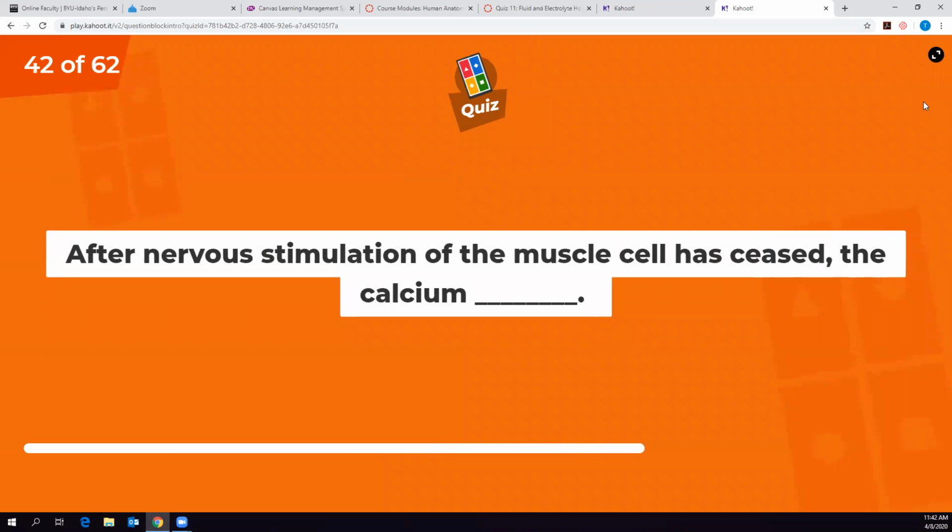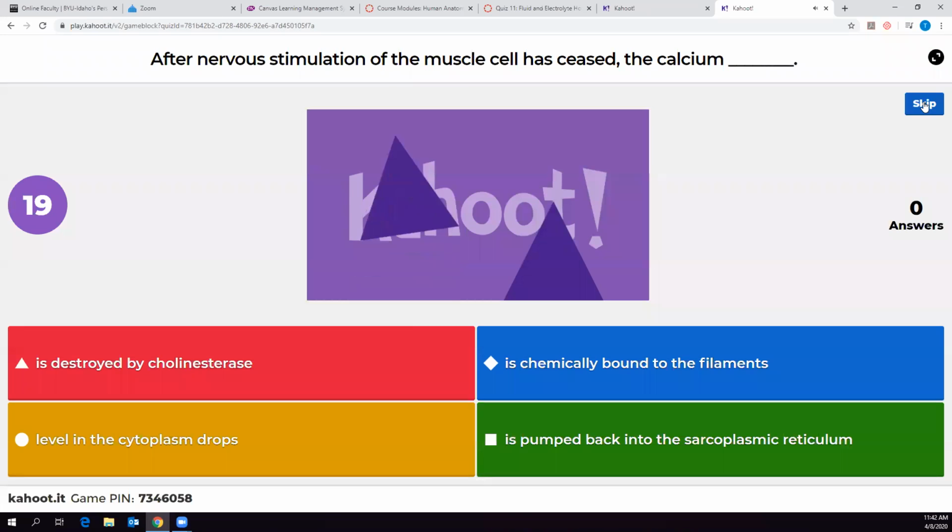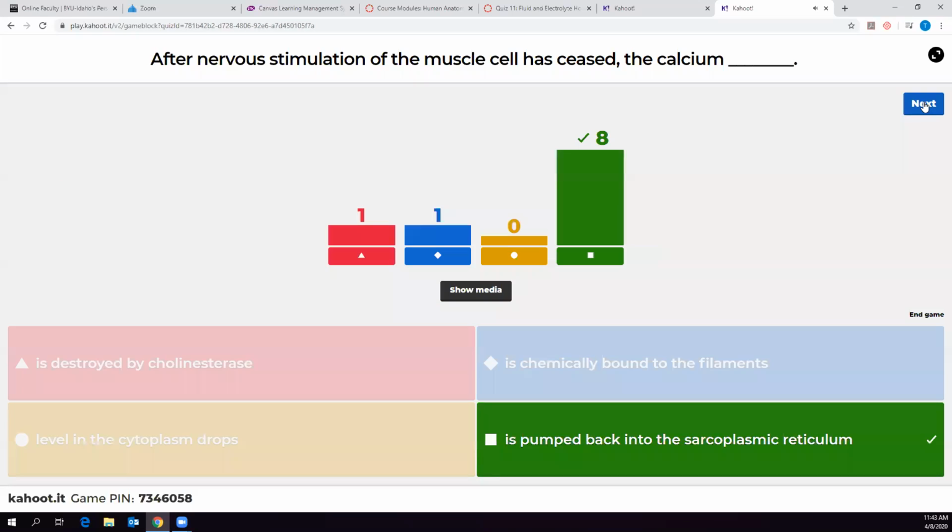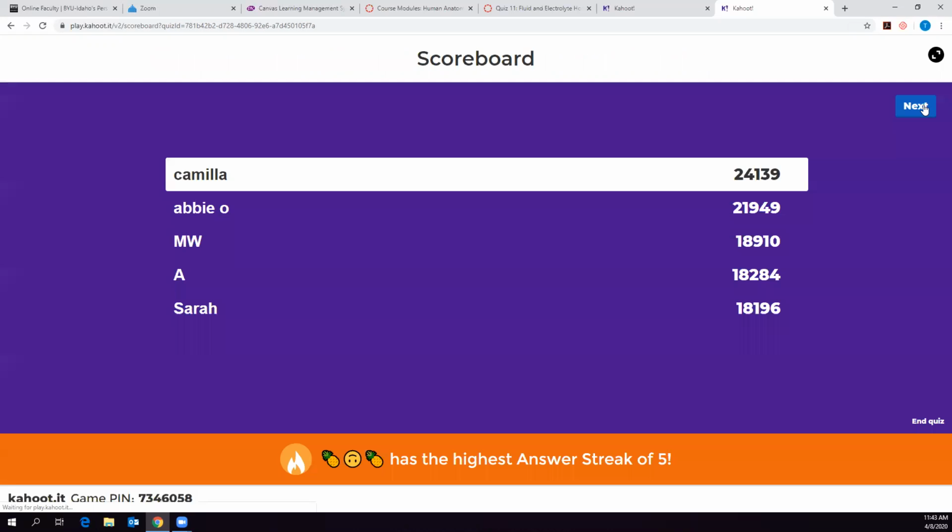After nervous stimulation of the muscle cell has ceased, what does the calcium do when we don't want the muscle to contract anymore? Yes, it is pumped back into the sarcoplasmic reticulum. Yes, the level in the cytoplasm does drop, but it's because it went back into the sarcoplasmic reticulum. Nobody picked that one. All right.